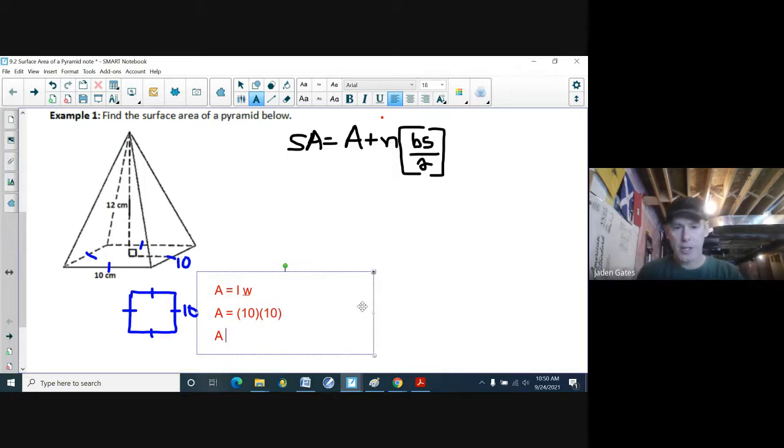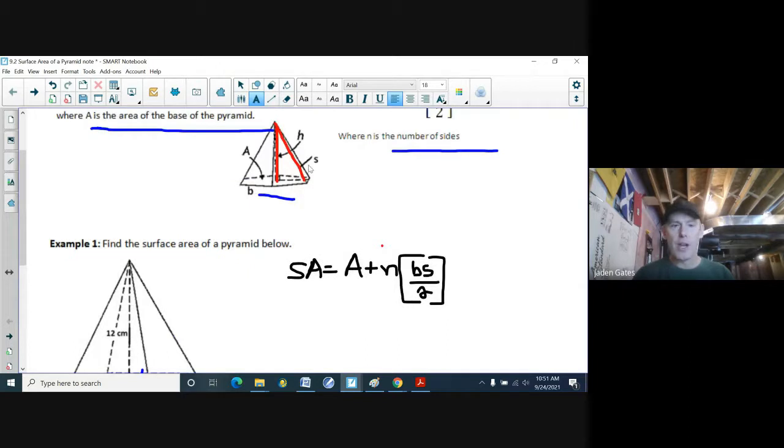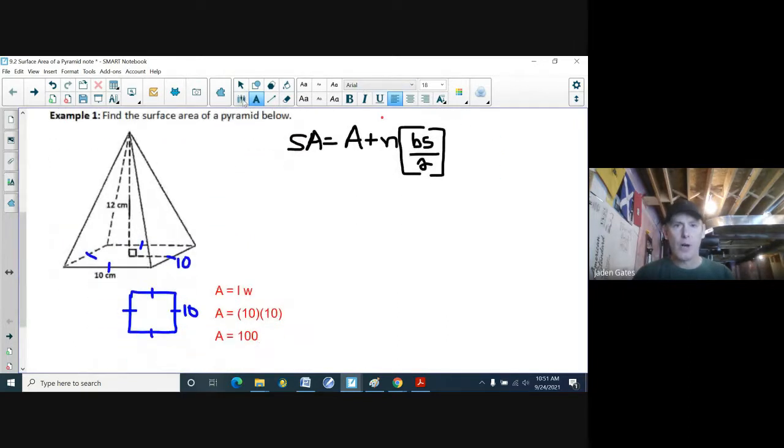Now the area, 10 times 10, that's one I do know. That's 100. So there's one of my variables down. I've got the A. Now, let's check out N, the number of sides. We have 1 on the right, 1 up front, 1 back here on the left, and then 1 behind. So there are 4 sides to this pyramid. So N is equal to 4. Again, B is your base, the length from one end to the other. And that's our B. Perfect.